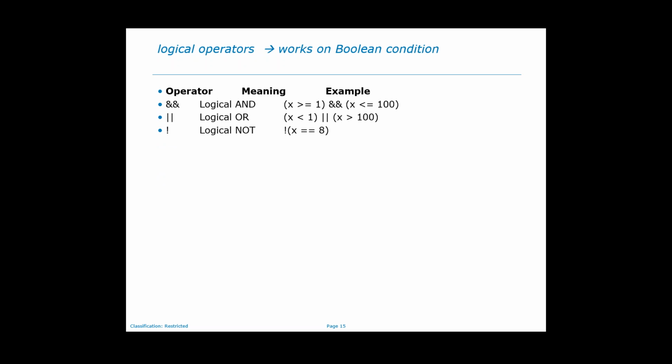Next comes the logical operators. The three logical operators are logical and, logical or, and logical not. These operators work on Boolean conditions. In the sense, if both the things are true, then it is true for and. If one is true and another is false, or both are true, then this is or. The not is like a negation.